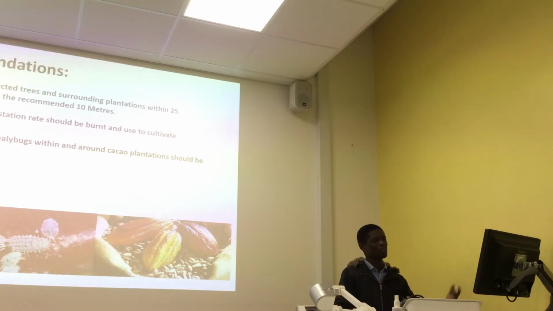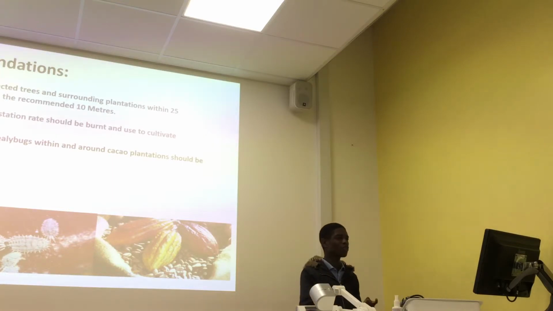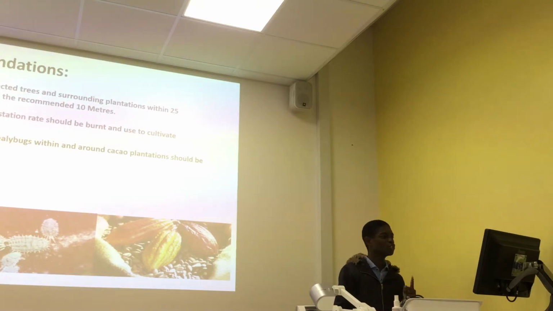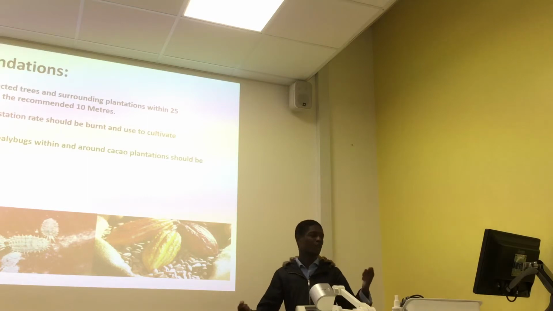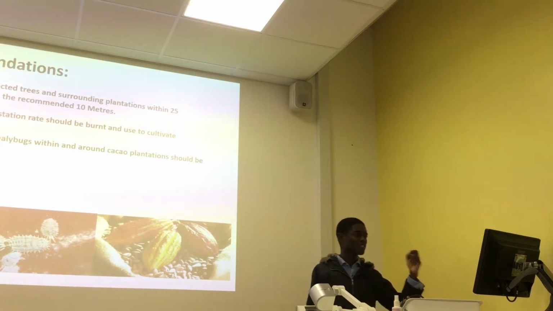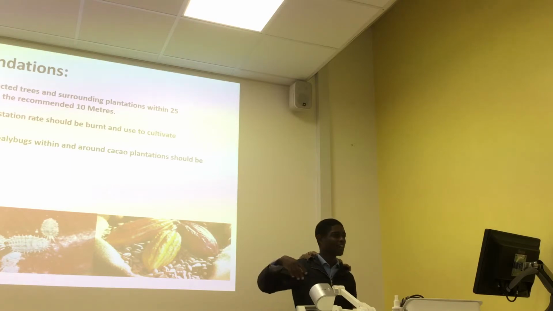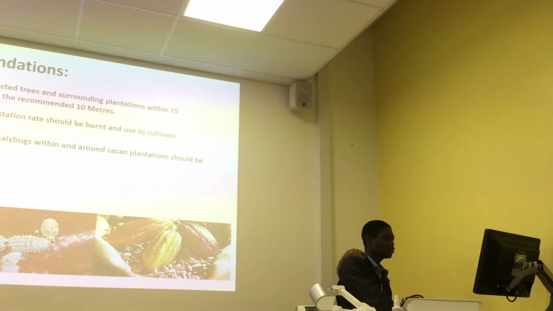Now, I would also recommend that alternate hosts of mealybugs within and around cacao plantations should be destroyed. Other plants that host these devastating insects should be destroyed within and around the cocoa plants. This will prevent further proliferation.